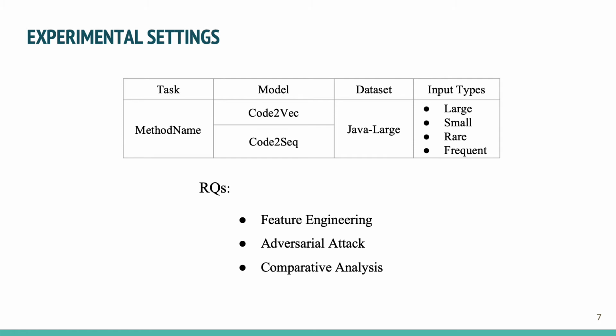We have applied our approach for the method name prediction task across two popular code intelligence models, Code2Vec and Code2Seq, on the Java large dataset, including different types of input programs. We first discuss our approach for automated feature engineering and demonstrate how it can be used for adversarial attack. Then we provide a comparative analysis between different program reduction approaches.